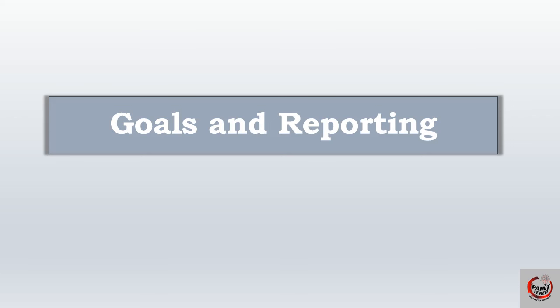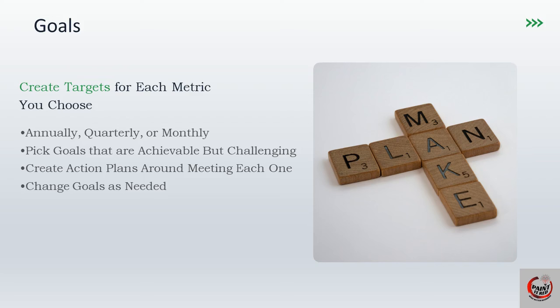Once you have your equipment metrics and inventory costs established, you can start setting goals and establish the proper way to report them. So let's discuss how to create targets for each metric and the importance of regular reporting. Creating targets for each metric can be done annually, quarterly, or monthly. These targets should be achievable but challenging, with action plans to meet each one. As an example, you can set an annual goal of hitting 90% uptime, while setting quarterly goals for inventory like a 10% reduction in cost.